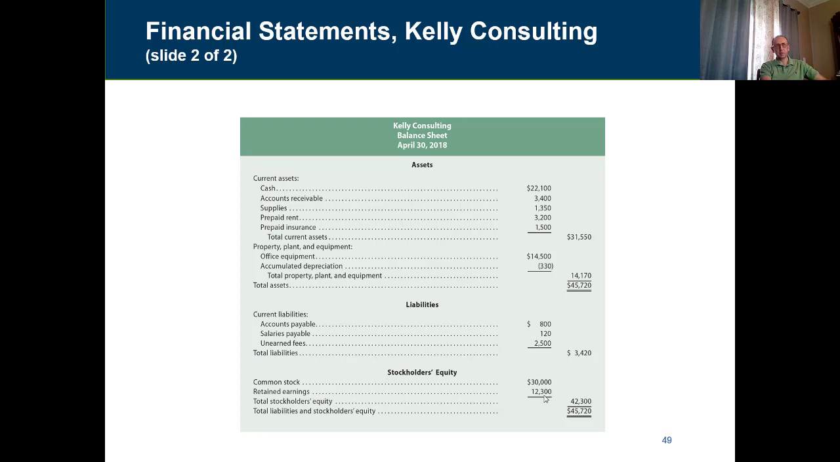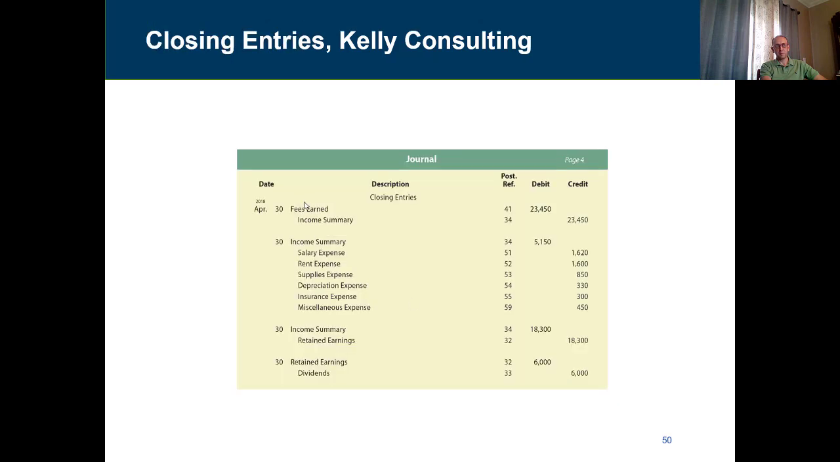So once we're done with that, the next step is to close the temporary accounts. And we have 4 closing entries. We close the revenues, we close the expenses, we close the income summary, and then we close the dividends. Basically we close our fees earned, which is our revenue, we close all the expenses, and then we close the income summary account based on the difference between these two values, which is the 18,300, and then finally we close the dividends balance.